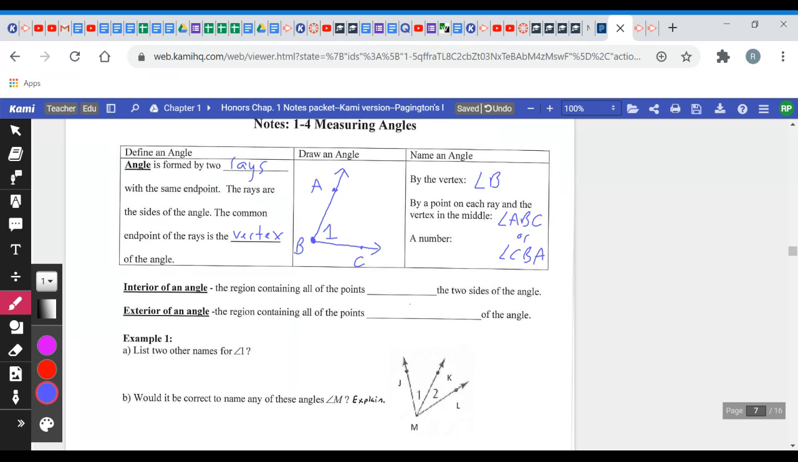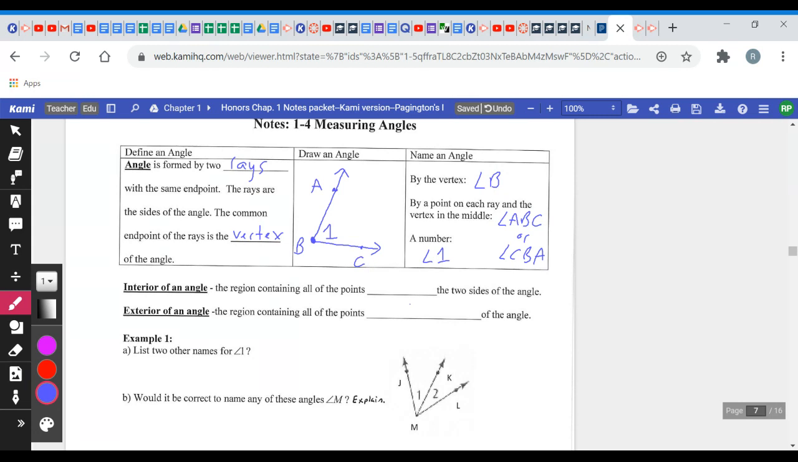And then you can also name an angle by its number, the number right inside the angle. So in this case, I could call this angle 1. There's not always going to be a number inside of the angle, but if there is, then that's just a quick, easy way to name the angle.